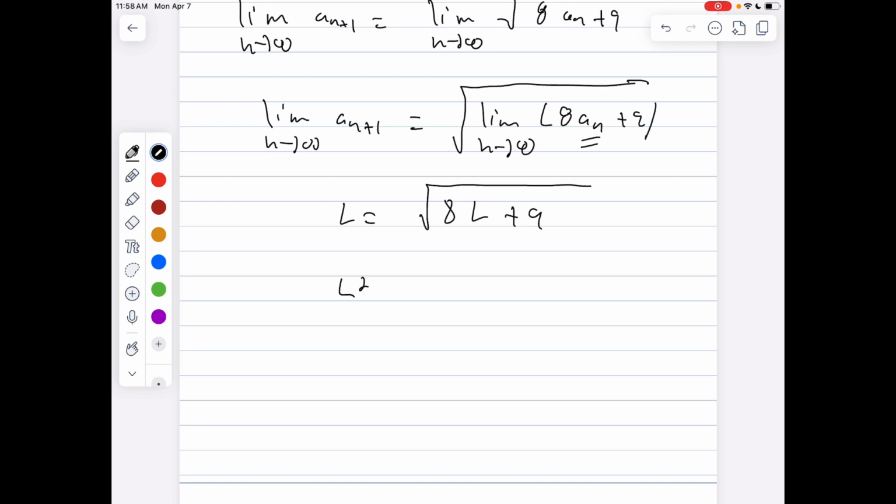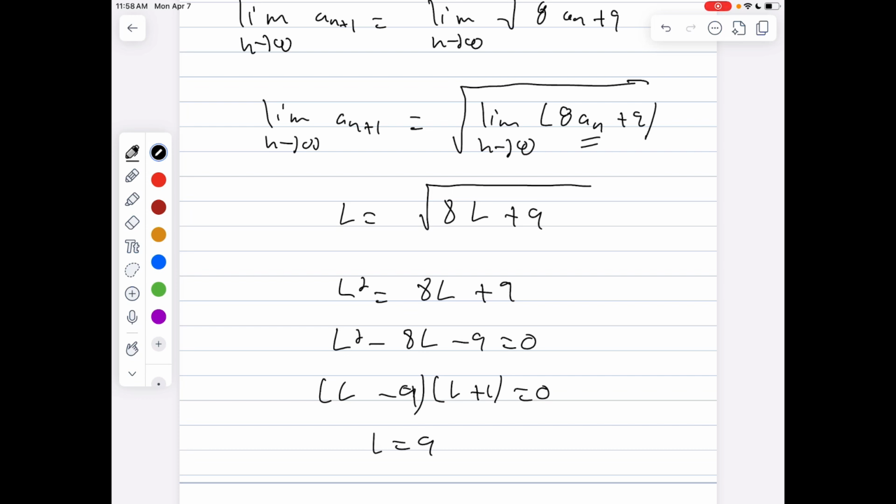If you square both sides, you get L squared equals 8L plus 9, so L squared minus 8L minus 9 equals 0. If you factor this, you get L minus 9 times L plus 1 equals 0. So L equals 9, or L equals negative 1. Because our terms are positive, the only possibility is that L equals 9. L equals negative 1 is really just an extraneous solution. And there we go. Now we know that our sequence converges to 9 officially.